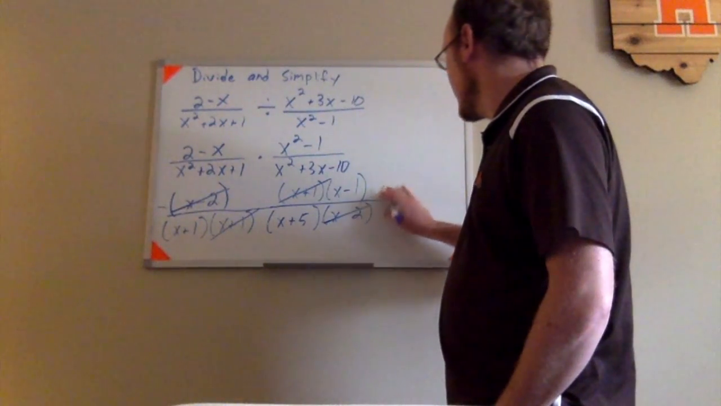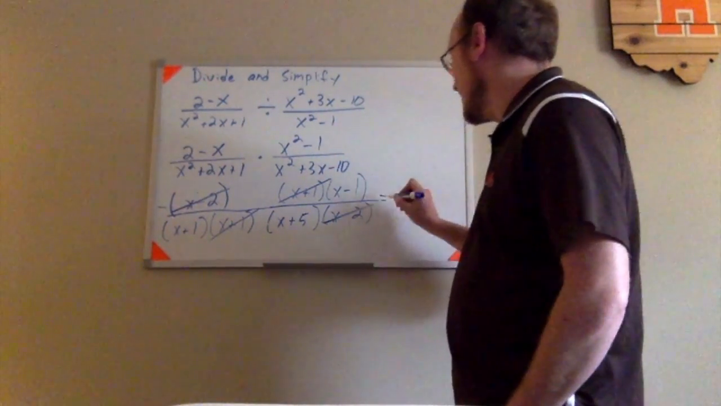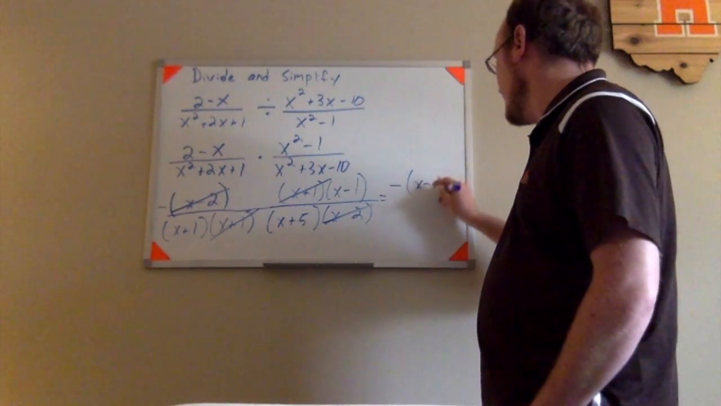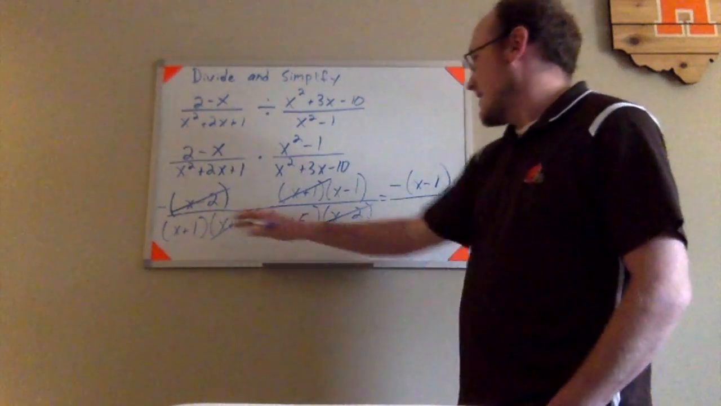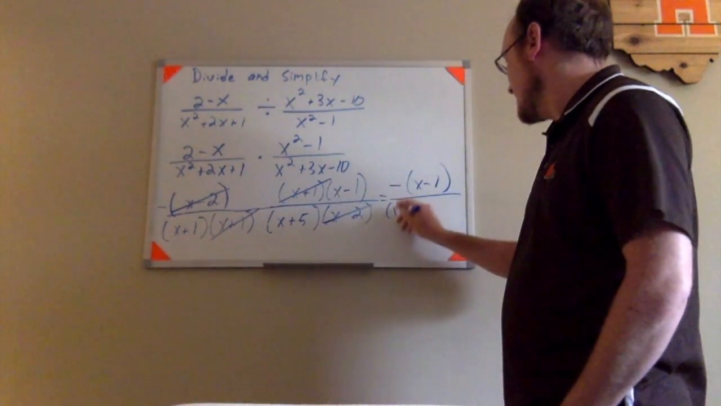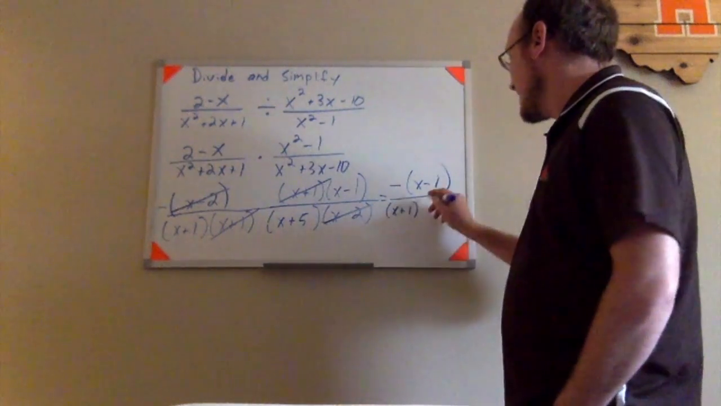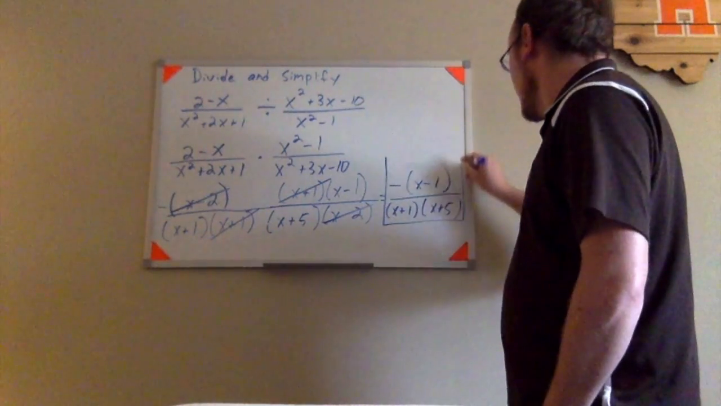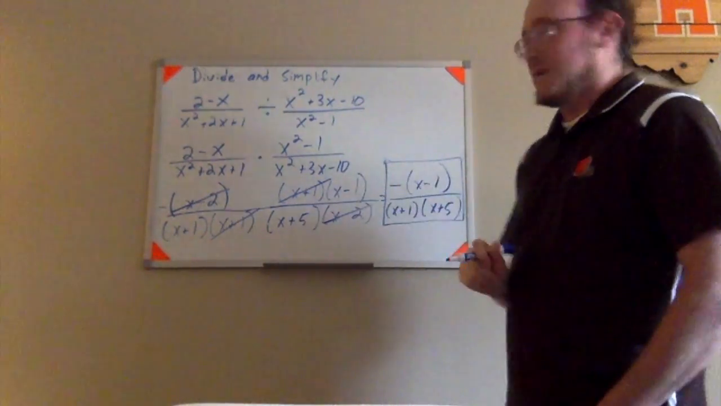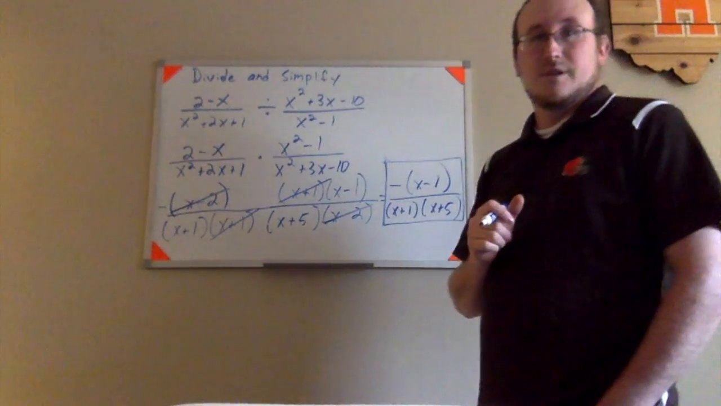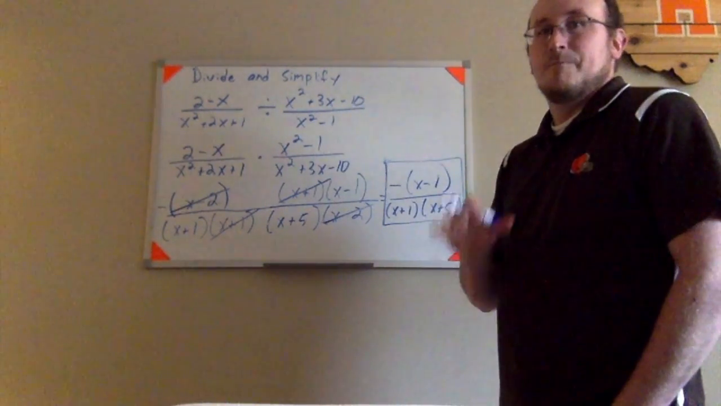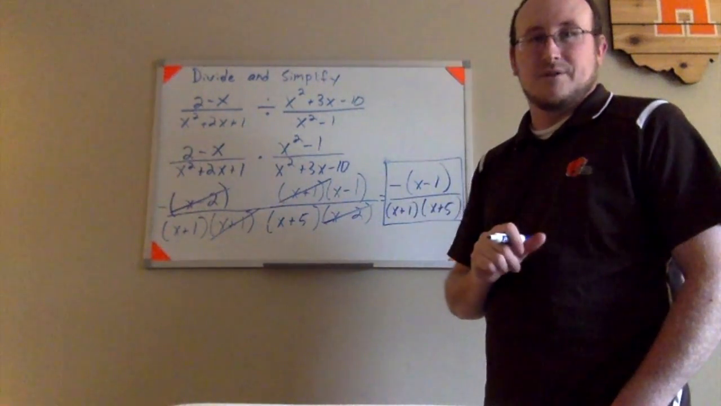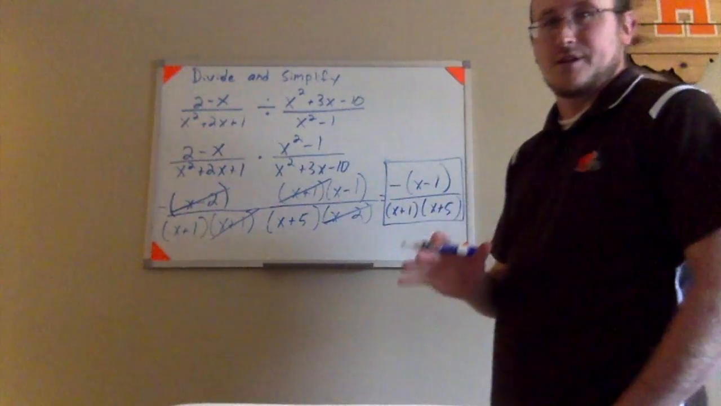So simplifying this a little bit, I'm running out of room, but I'll try to fit this in over here. On the top, I have the negative that I factored out, and then this (x minus 1). And in the denominator, I have a factor of (x plus 1), and I have a factor of (x plus 5). So this right here is my simplified form of this original division of two rational expressions. Now, what we didn't talk about yet are the restrictions on the variables. That's another spot that often gets a little tricky for students in this particular problem.